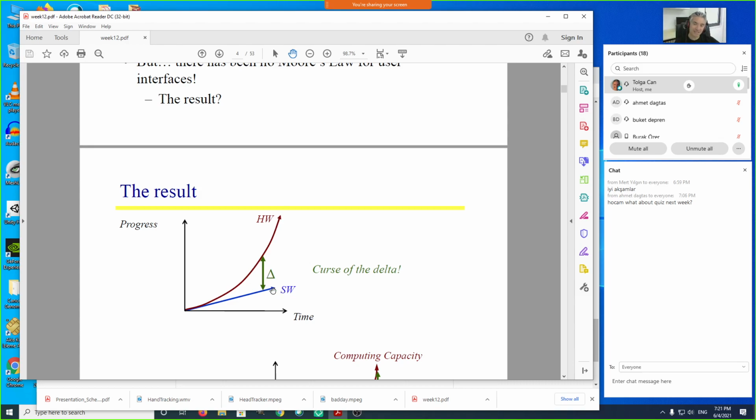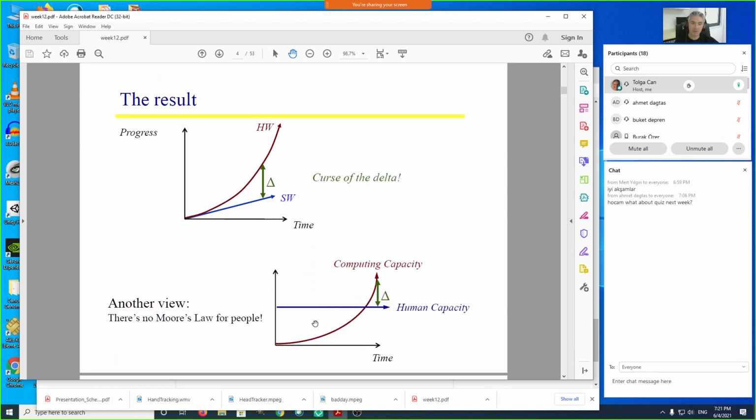But here, I think this delta is talking about the user interface itself, which has remained fairly constant over time. The desktop interface, if somebody looks at the newest version of Windows or Linux, the experience is very similar to the computers we had at the beginning of the 2000s. So our experience did not change that much, but our computing capacity is increasing.